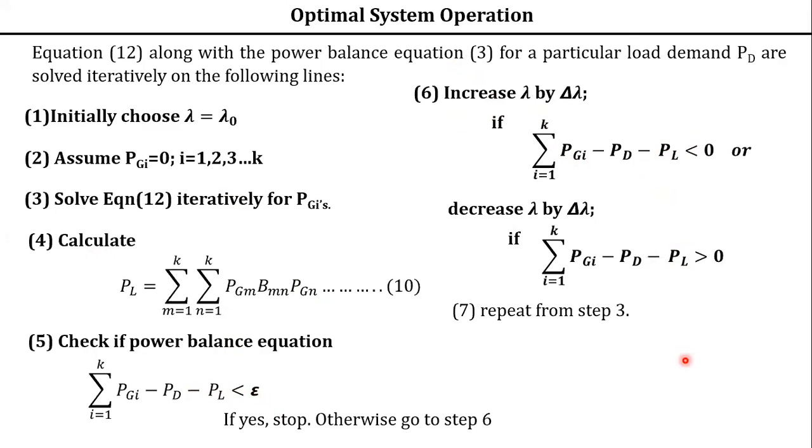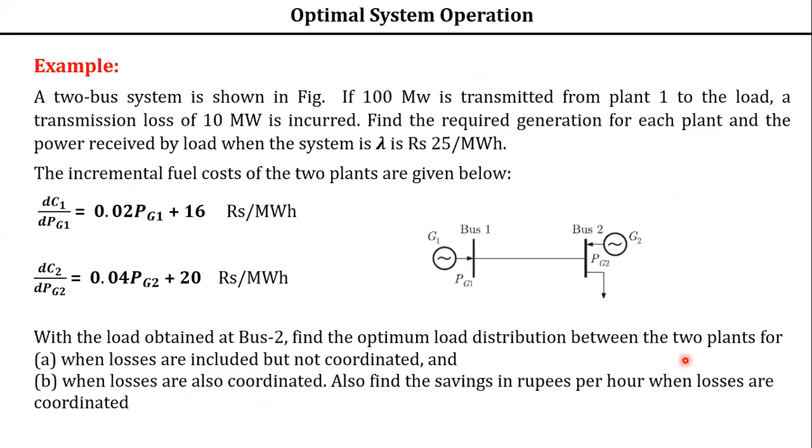Okay, fine. Now next, let us take this example which is there in your assignment also, second assignment in fact. Now you see a 2-bus system is shown in the figure. This is bus 1, bus 2, and generator G1 is connected at bus 1, generator G2 is connected at bus 2. If 100 megawatt is transmitted from plant 1, that is plant 1, to the load. Where is the load?